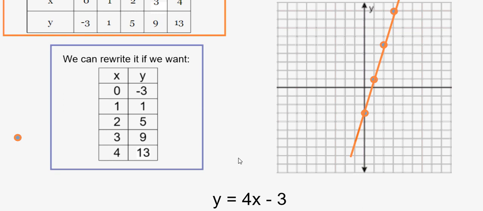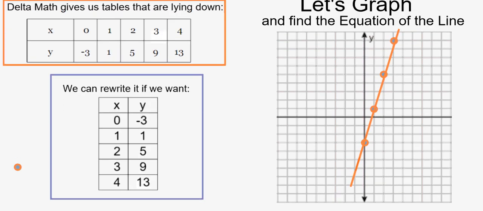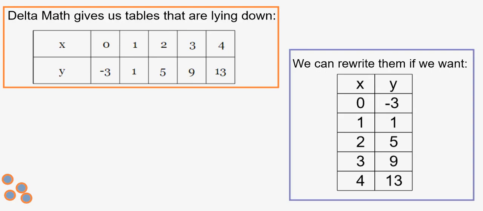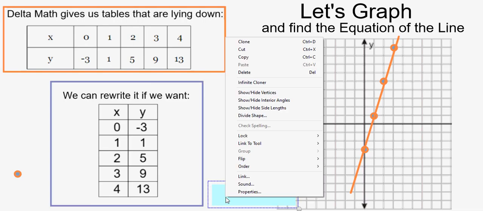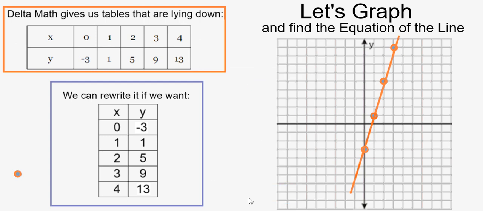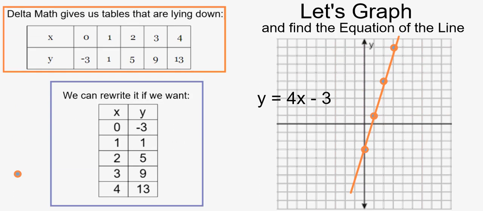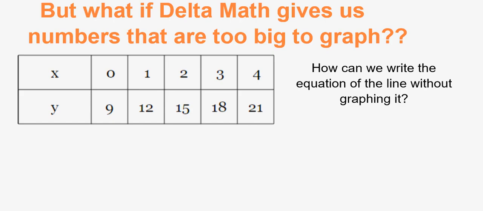All right, so what if, let's pull this up a little bit. Wait 1 second. Let me get rid of this. Okay, there we go. What if on Delta Math, they give us a table that looks like this? Oh no, way too big to graph, and that's just going to be messy. How can we write the equation of the line that this table represents without graphing it? Because we're going to have to learn that.